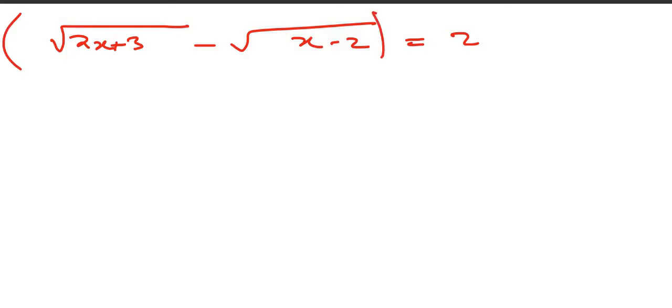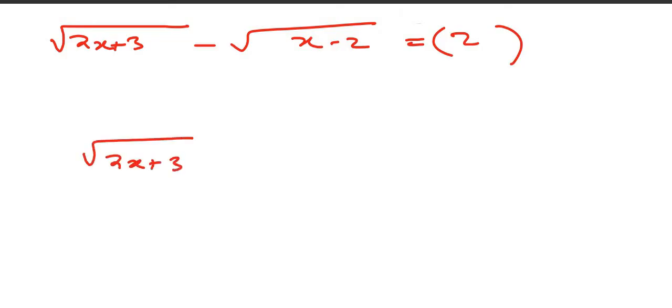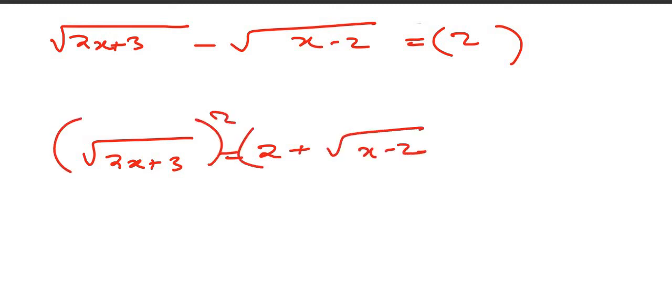You cannot square both sides here and say this cancels with these two. That's wrong. I've seen some people doing that. So the only thing we can do here is take the one to the other side. This is going to be 2x plus 3 is equal to 2 plus root of x minus 2. Then from here you can square both sides.